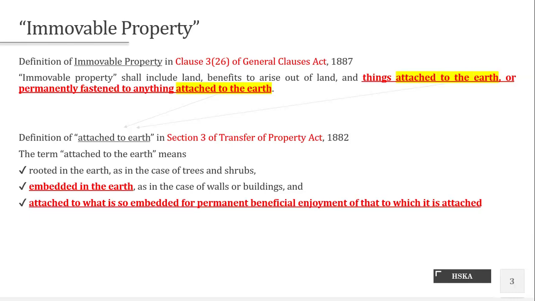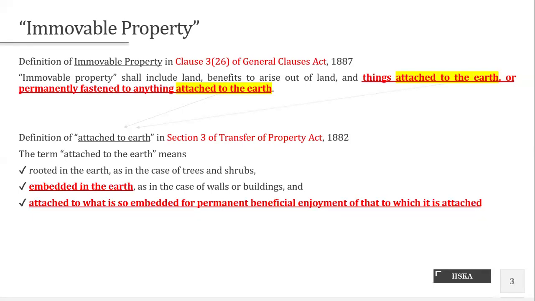So to simplify, whatever is rooted to the earth, like the example given, trees and shrubs, forms part of attached to the earth. In the case of walls and buildings, which are embedded or become part of the earth once they are brought into place, that is embedded in the earth. Now, it could be anything. Say, for example, I place a particular thing onto the wall for the beneficial attachment of the wall itself, then that also is covered in the meaning attached to the earth.